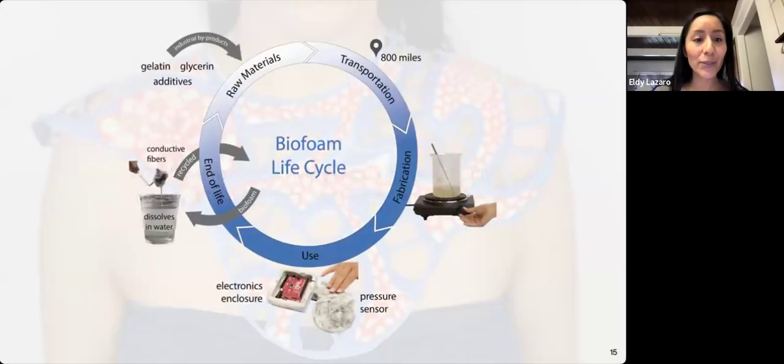So again, going back to life cycle, we think about, what are the ingredients of this foam? We only have three ingredients, which is gelatin, water, glycerin, and a foaming agent like dish soap. And we mix them together, and then we can create this foam.